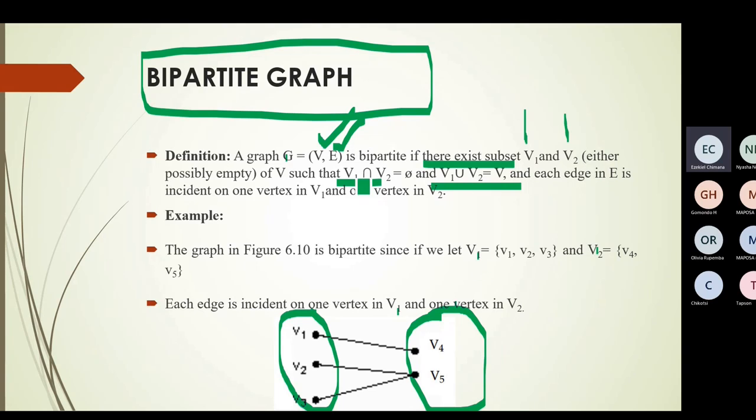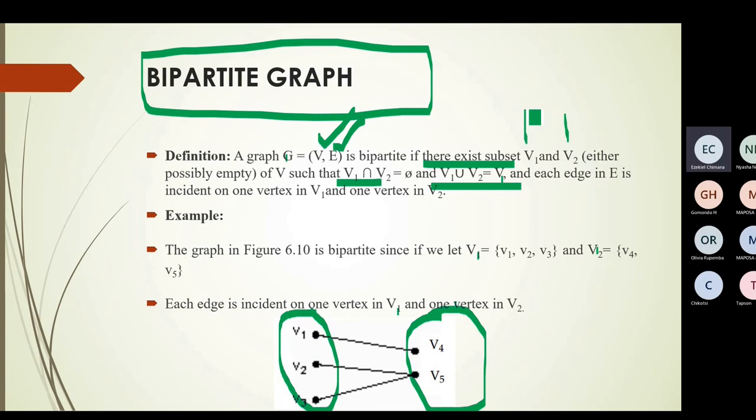We must not have V1 intersecting V2, which means it must be an empty set. What we are saying is that we must not have any of the vertices here connecting to vertices in the same set, like V4 connecting to V5. And also V1 union V2 must be equal to the original V. What we are saying is that V1, V2, V3, V4 and V5 must all constitute the original set of vertices. Like here we're having the set of vertices as V1, V2, V3, V4, V5. So we must ensure that they are all covered in these two sets.